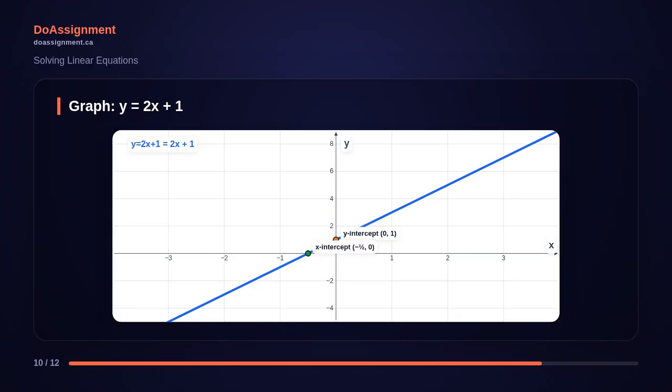Here's the graph of y equals 2x plus 1. Notice it crosses the y-axis at 1, and it rises steeply. For every 1 unit you move to the right, the line goes up 2 units. That's what a slope of 2 looks like visually.